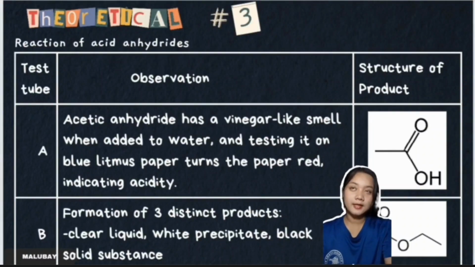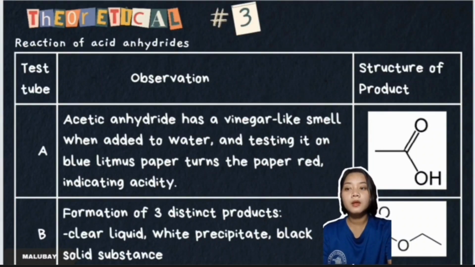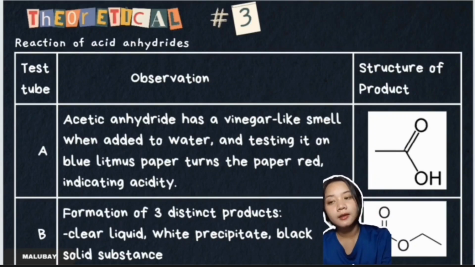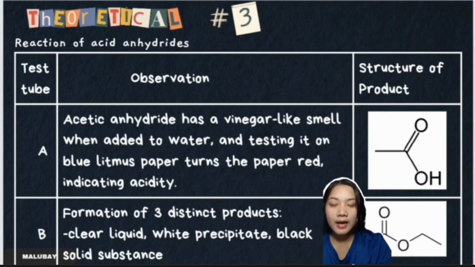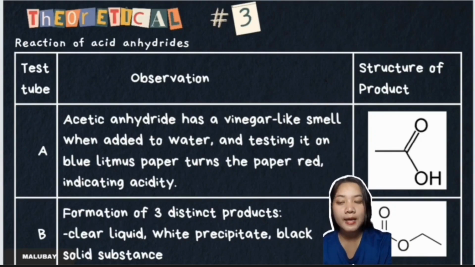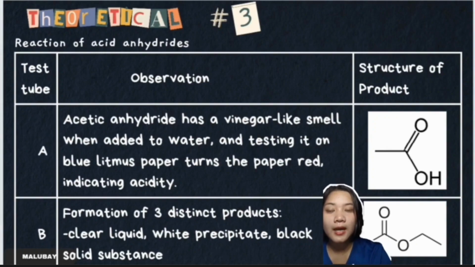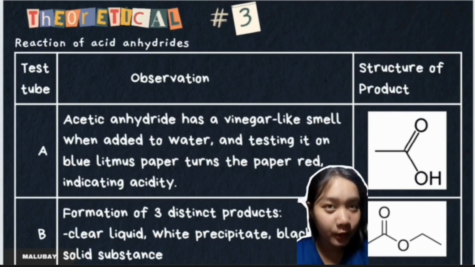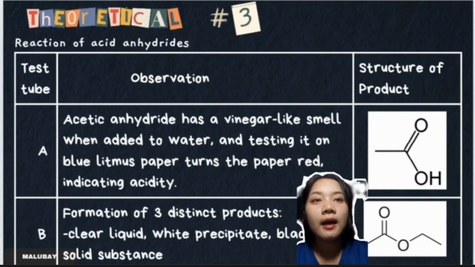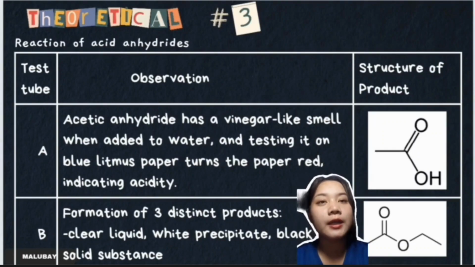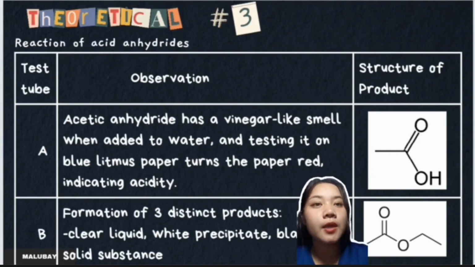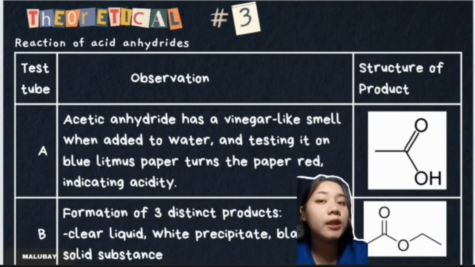In the reaction of acetic anhydride, we have 3 test tubes. Test tube A has water, test tube B has ethanol, and test tube C has aniline. For test tube A, which has the water, we add 1 ml of acetic anhydride, then place it in a warm water bath for 3 minutes, and then test it with the blue litmus paper.